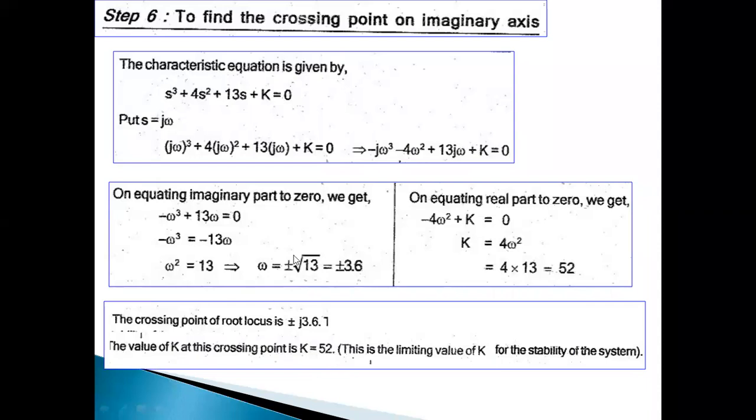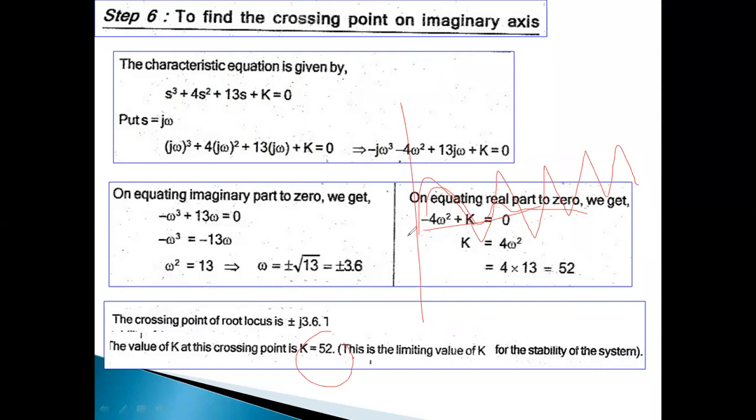From 0 to 52, the system is stable. At k equal to 52, the system is marginally stable. That means the system becomes an oscillatory system. It moves at a frequency of 3.6 radians per second. Up to k equal to 52, the response is damped oscillatory. Oscillations will reduce gradually. At k equal to 52, it oscillates. It neither becomes 0 nor goes to infinity.